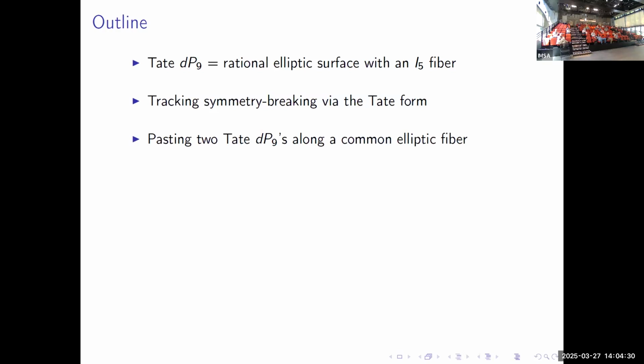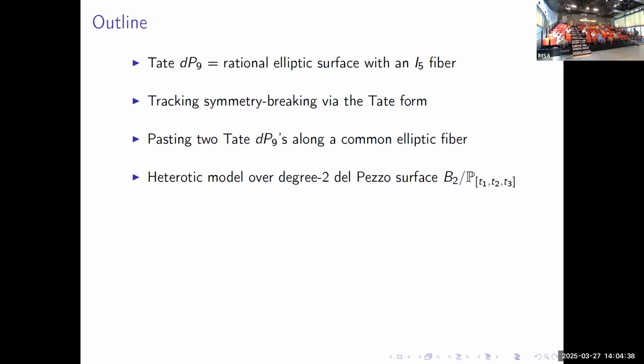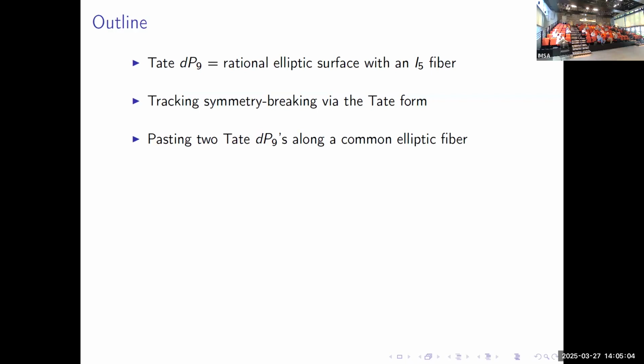We will paste 2 DP9s together, and we'll get what's called the heterotic model over a point on a base out of that union of DP9s. Oops. Yeah, I thought I pushed the forward button. There we go.